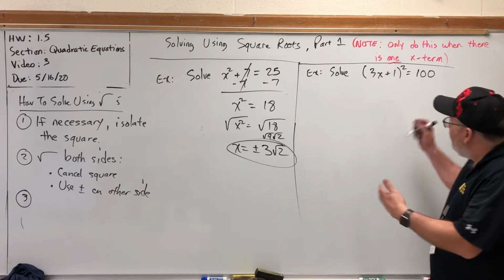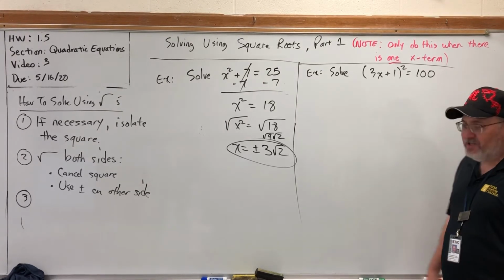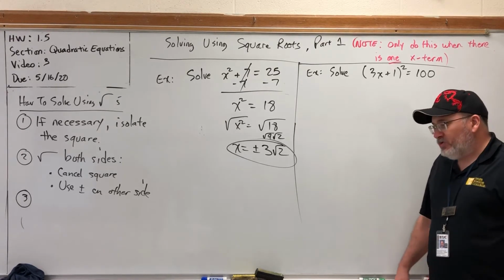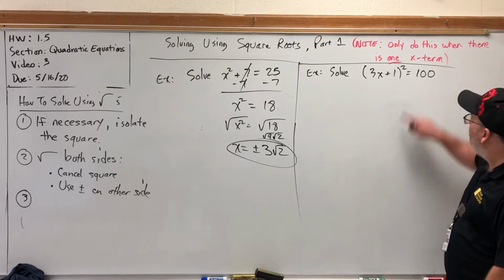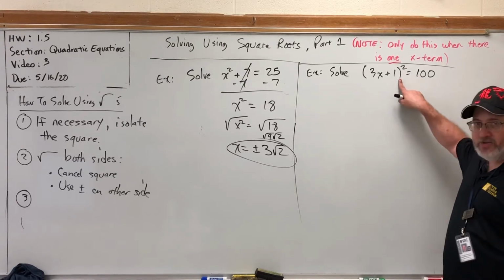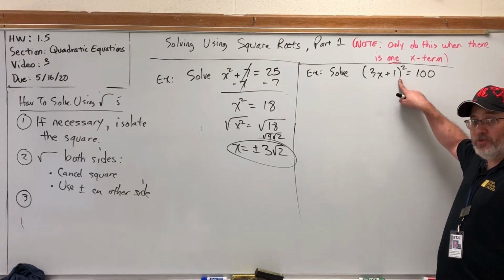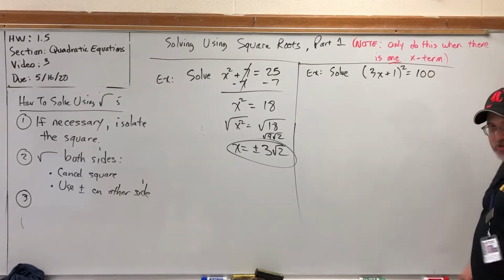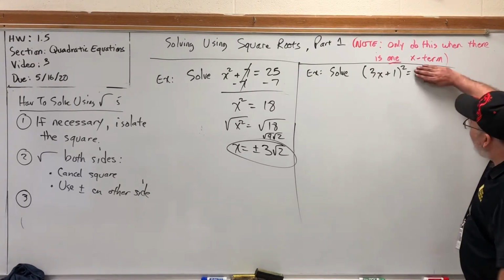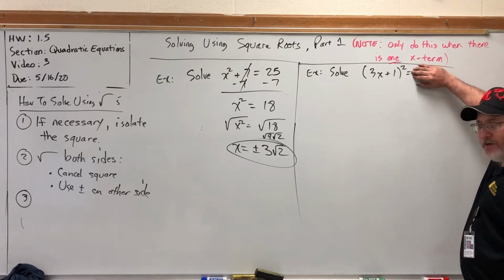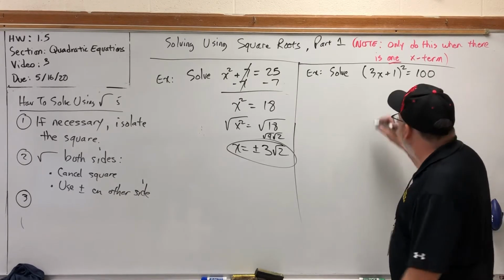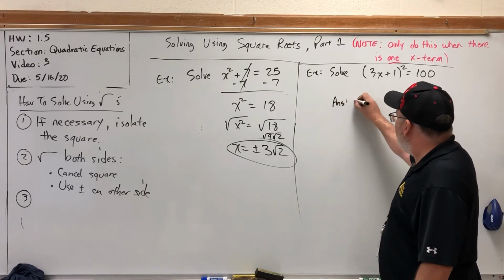All right, so let's do the first move here. If necessary, isolate the square. Who has the square? Hint. The answer is whatever's immediately to its left. So the thing that has the square here is the parentheses, and whenever it's the parentheses, that means its contents. So the 3x plus 1 has the square. Is there anything outside of that on the left side? Nope. So I can skip step 1 and go straight to step 2, which is hit both sides with the square root.